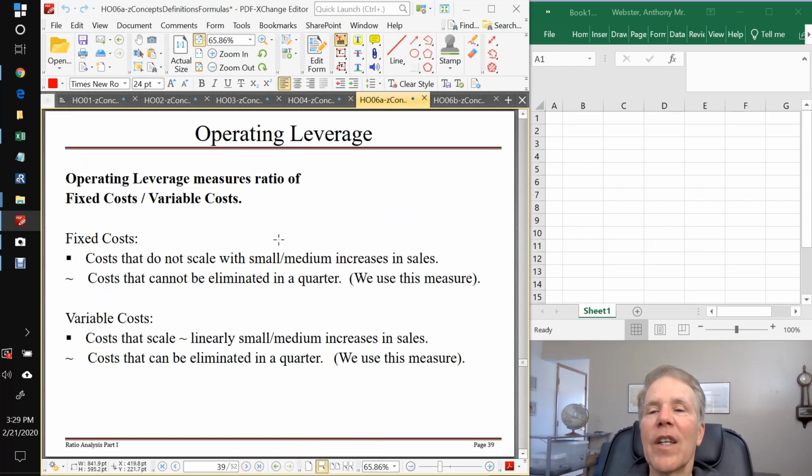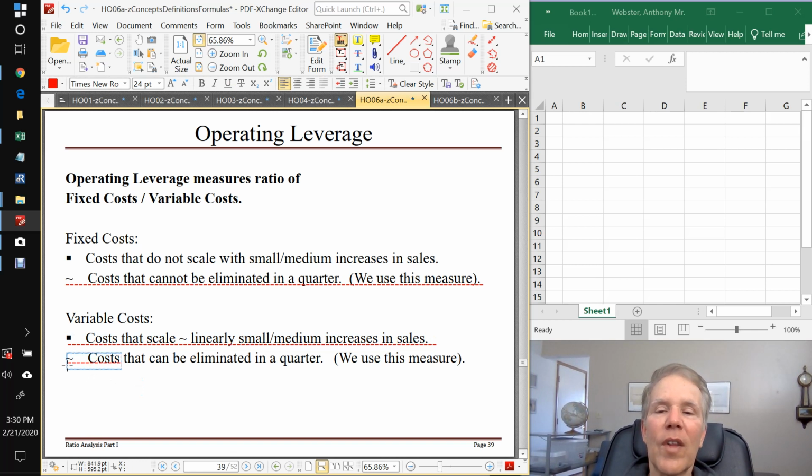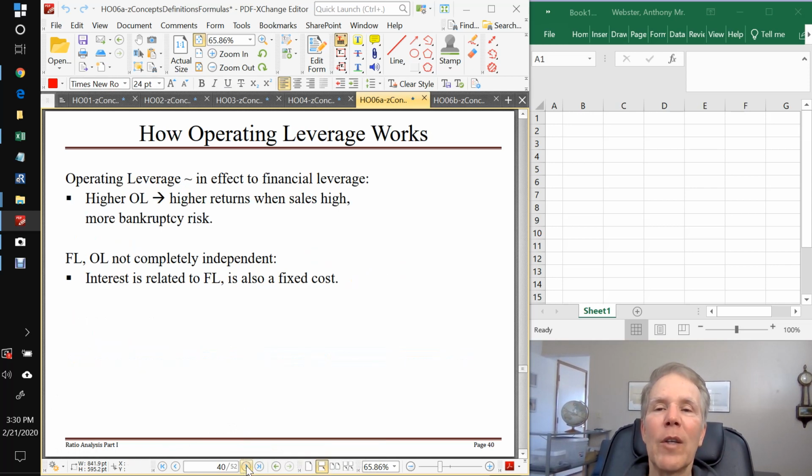Okay, and then operating leverage, as we say, measures fixed costs to variable costs. And for us, we're going to say fixed costs are costs we can't eliminate in a quarter. In general, they're costs that don't scale with small or medium increases in sales. Variable costs are just the opposite. These are costs that scale linearly with small or medium increases in sales, and we're going to say they're costs that could be eliminated in a quarter, just to keep things simple for us. That's a little artificial, but I want to keep it simple.